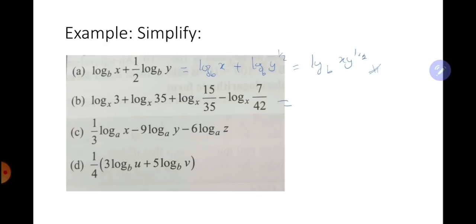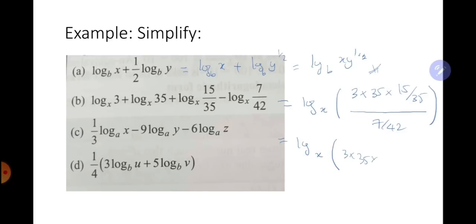Okay, so now what about this one? Okay, so kita ada plus kan, yang ni kita boleh jadi multiply kan nanti, right, guna property number 2 and 1. So all the base are the same, so kita ada log base x. Alright, and then 3 plus 35, you akan dapat 3 times 35 times lagi 15 over 35. Lepas tu you ada minus, you akan ada divided by 7 over 42. Okay, so yang ni you boleh simplify. Okay, so you akan dapat log base x. Yang ni you akan dapat 3 times 35 times 15 over 35. Yang ni kita balikkan jadi 42 over 7. So your answer will be log of 270 base x. Okay, so that's your answer.